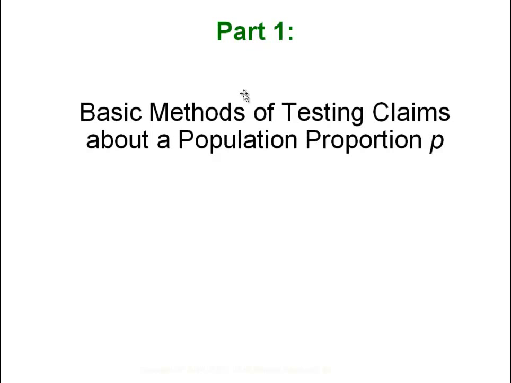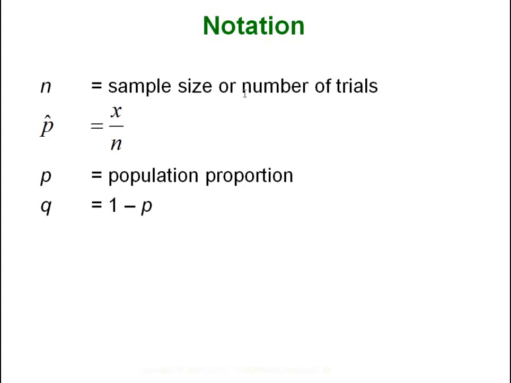Some of the basics when we're dealing with proportions, some of the vocabulary that we've seen before, right? n is still our sample size, p hat is still our sample proportion, which is just number of successes over sample size, right? So x is number of successes. p is the population proportion, and then q is always 1 minus p.